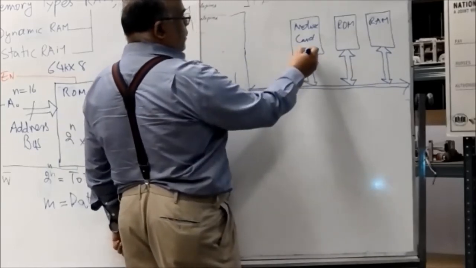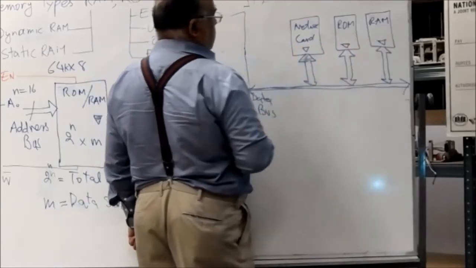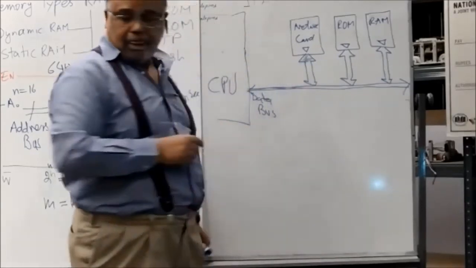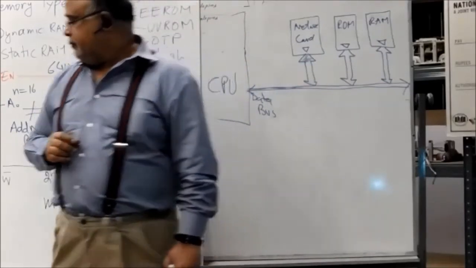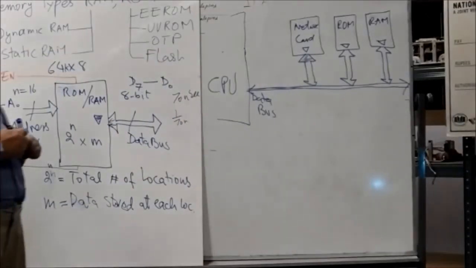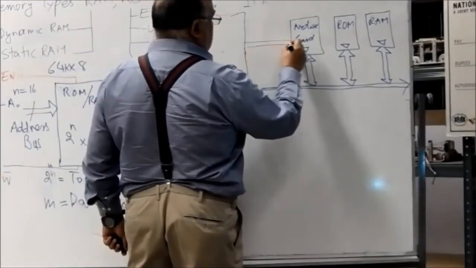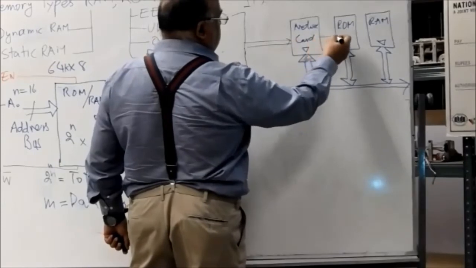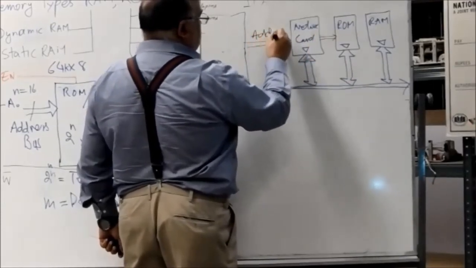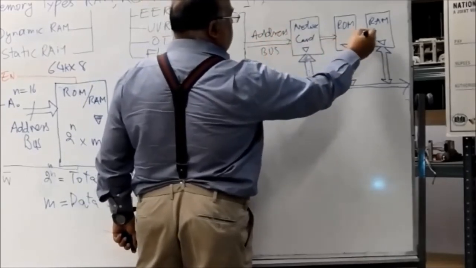But all of these outputs are tri-stated. Address bus is going to all of them. I can show it like this, that the address bus is going to all of them.